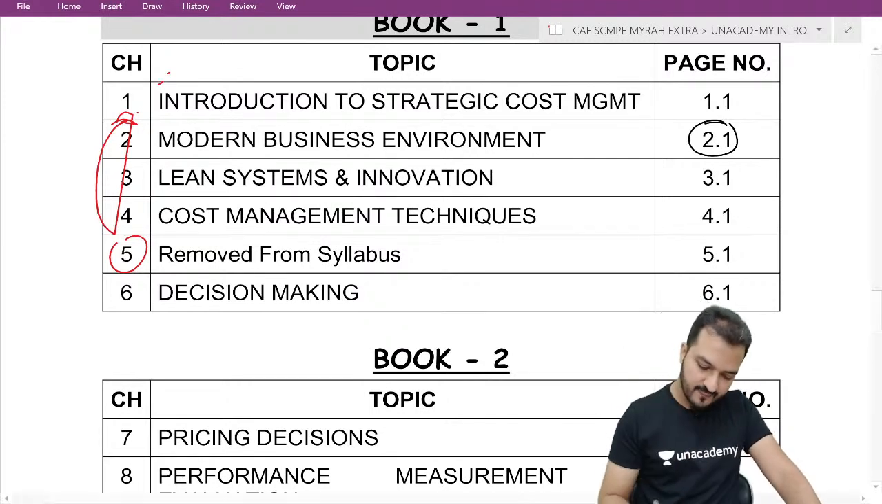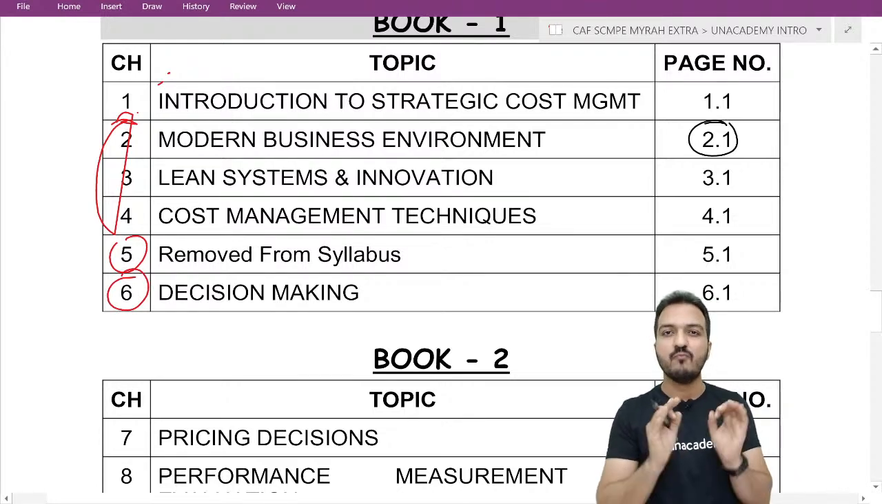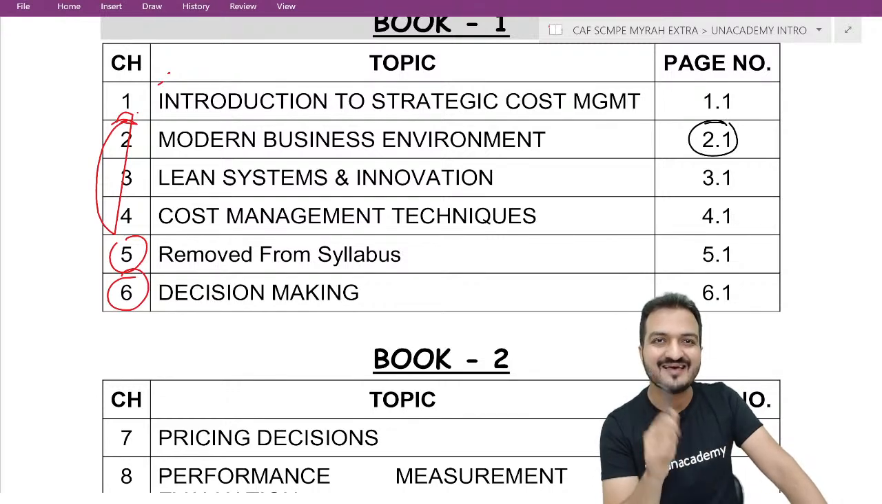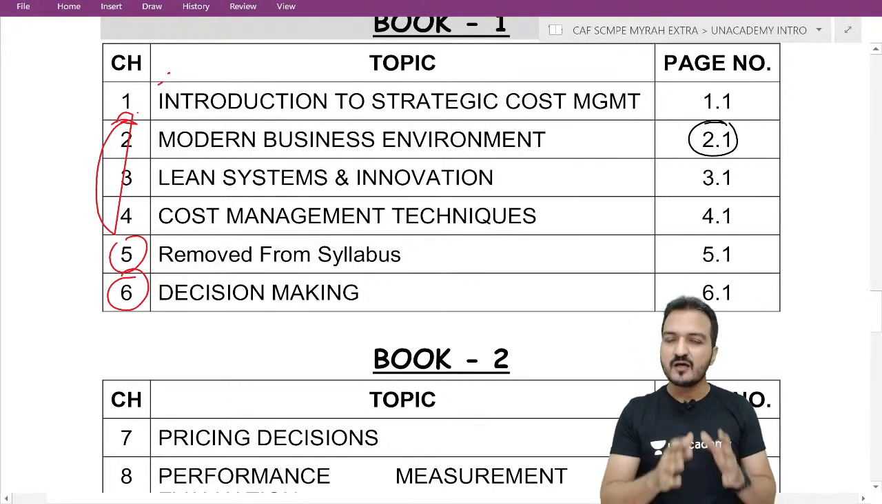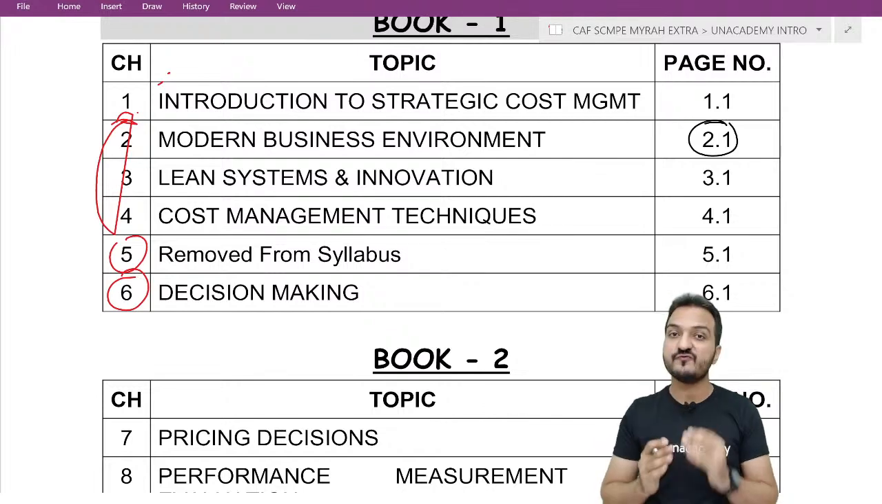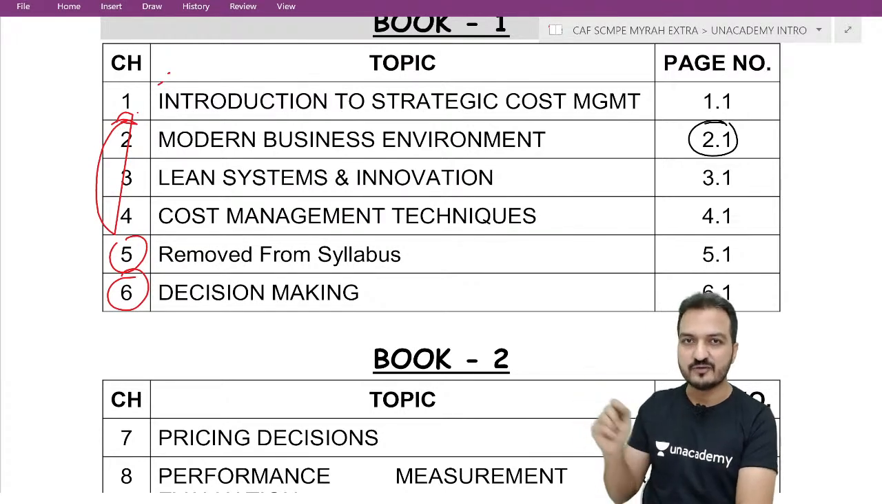Yeah. Decision making is the longest chapter in the syllabus. It will be the most time consuming chapter in the syllabus, but this does not mean that decision making is the most important chapter. Not necessary. There have been exams where more than 50% questions come from only decision making, but there have also been exams where not even 10% questions come from decision making.